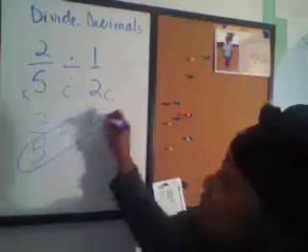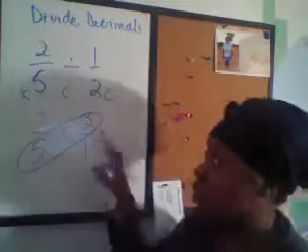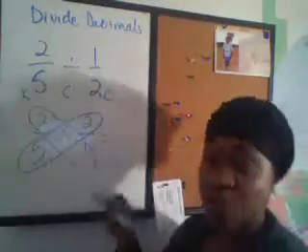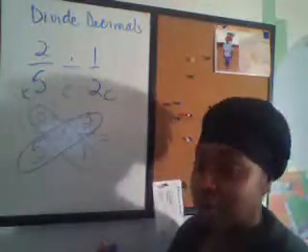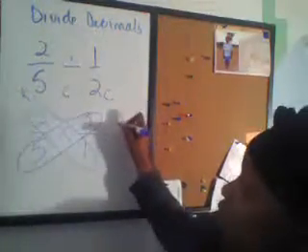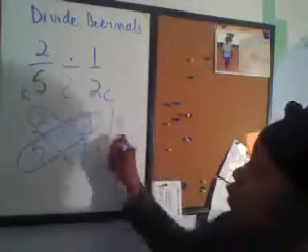So I'm going to look this way. 2/5. Can I reduce that? No, I cannot reduce 2/5. Let me look this way. 2/1. Can I reduce 2/1? No, I cannot reduce that. So I could just multiply across. 2 times 2 is 4. 5 times 1 is 5. So my answer is 4/5.